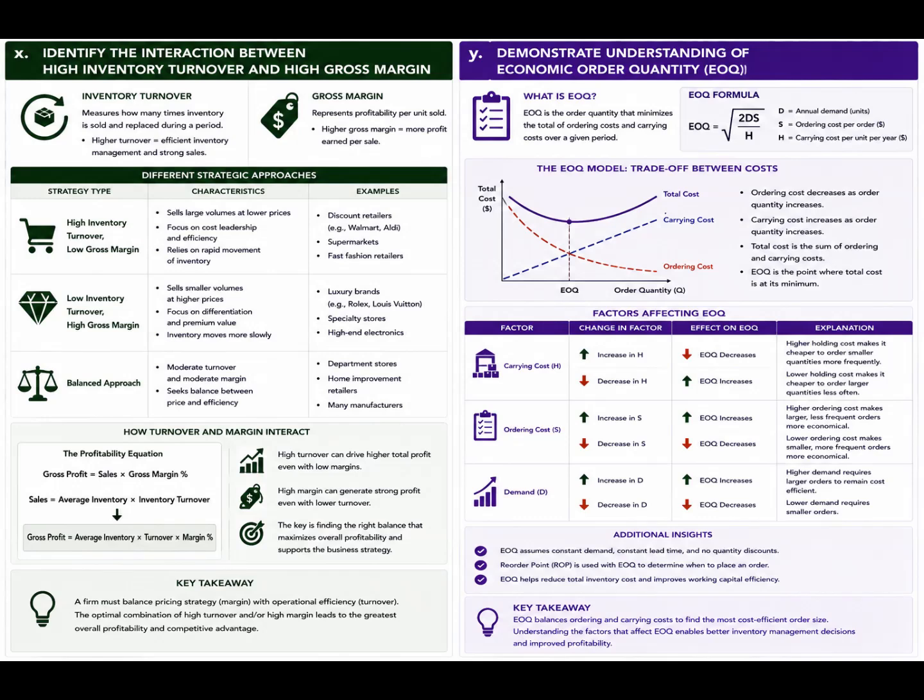Demand level directly influences EOQ. Higher demand increases optimal order size. EOQ analysis supports cost-efficient inventory management and enhances overall working capital performance.